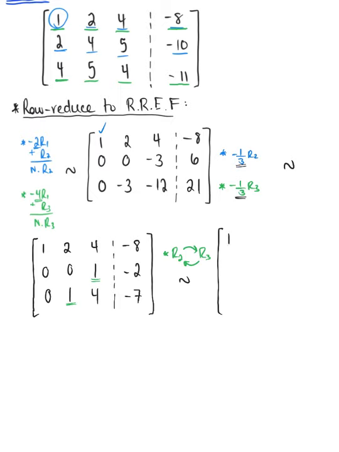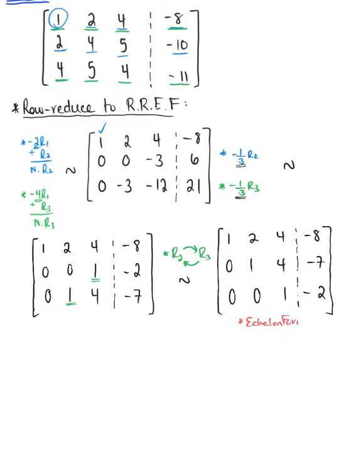First row still is 1, 2, 4, minus 8. The second row is now 0, 1, 4, minus 7. And our third row is now 0, 0, 1, minus 2. Okay, so hey, look at this. We have echelon form. Not row-reduced echelon form, but we're heading in the right direction. So let's continue row-reducing this to row-reduced echelon form.